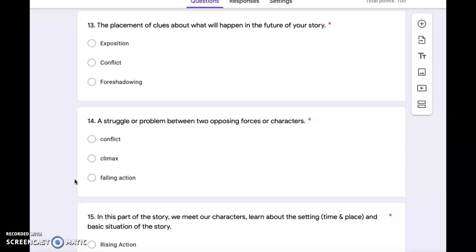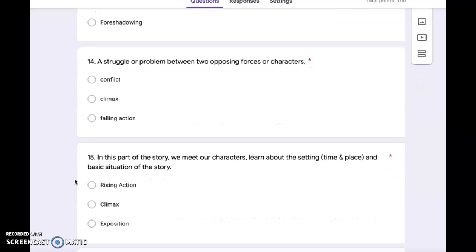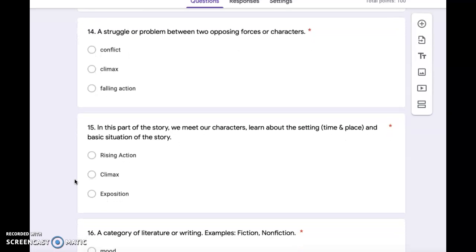Number 13, the placement of clues about what will happen in the future of your story: exposition, conflict, or foreshadowing. Number 14, a struggle or problem between two opposing forces or characters: conflict, climax, or falling action.